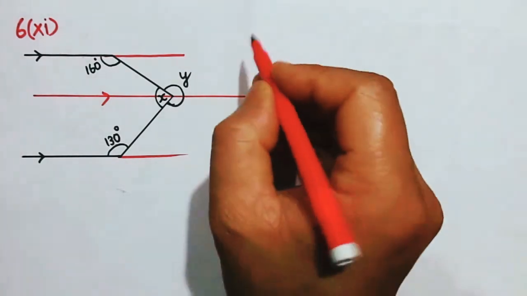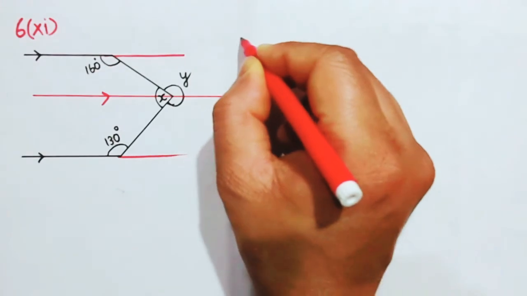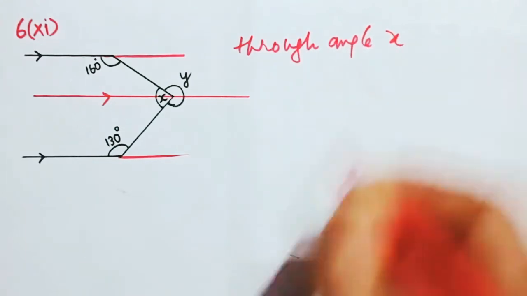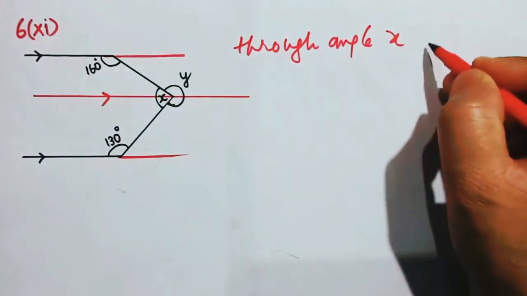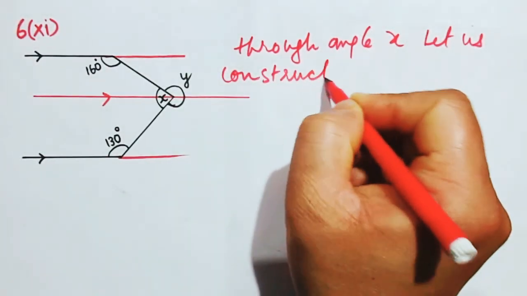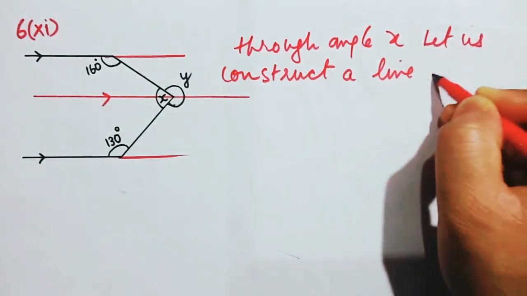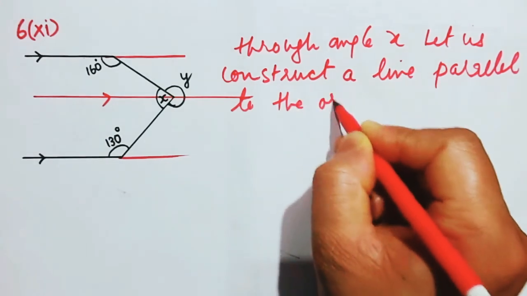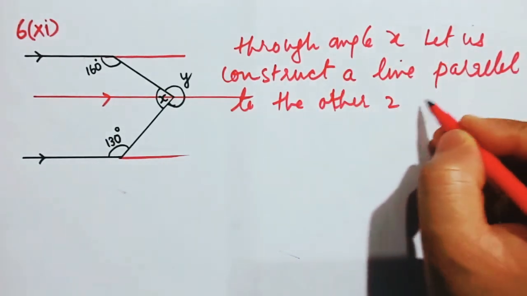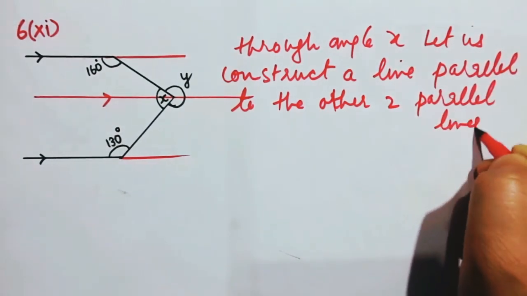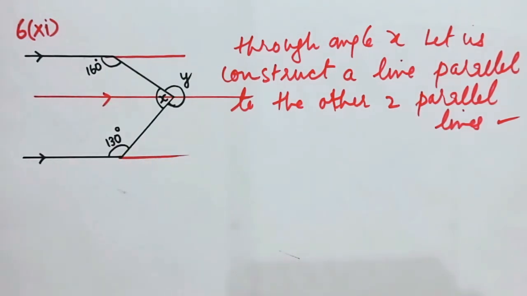Okay, so through angle x, let us construct a line parallel to the other two parallel lines, isn't it? Parallel line. So you have to mention it, that I have done this. Otherwise how would I know what you have done?